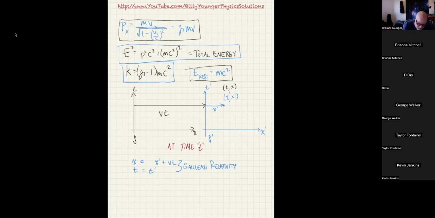But in reality, Einstein found that X is equal to gamma times (X prime plus VT prime). And Y is equal to Y prime, and Z is equal to Z prime, because the motion's only going along parallel to the x-axis. But get this, T is equal to gamma times (T prime plus V X prime over C squared). And this is in fact the Lorentz transformations, and they are in fact the correct ones. This is relativity.